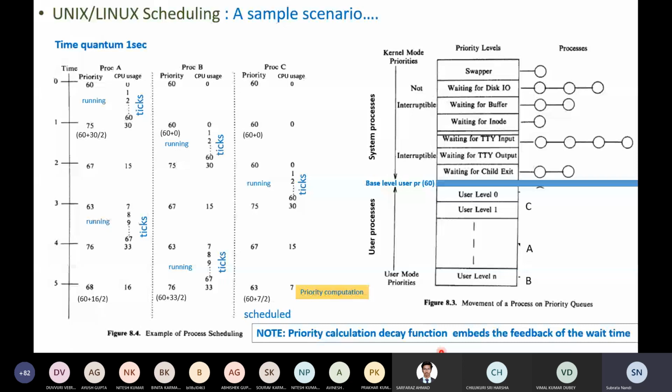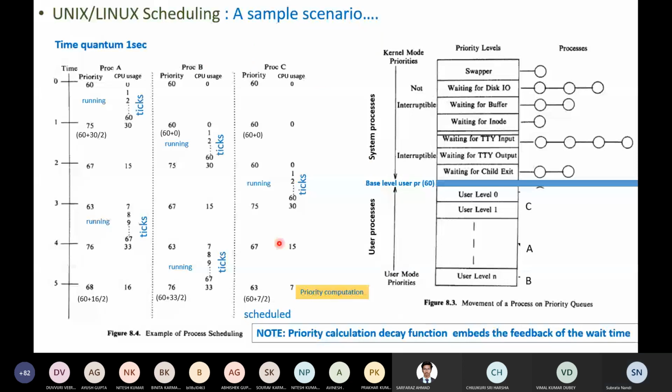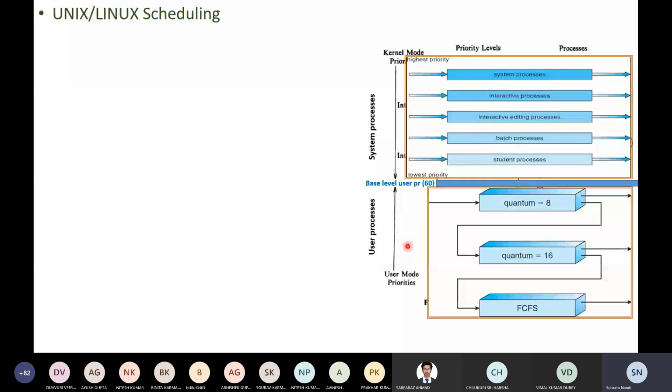So note the priority calculation: the decay function embeds the feedback of the wait time. That is a nice thing. This divided by 2 is actually the trick played in which the wait time is included. And the computation, as you can see, is not that much. It's lightweight. So now we can probably understand that these user level processes use some kind of feedback. It is not explicitly like this, but something similar to this is happening here. So it's a kind of hybrid strategy, right?